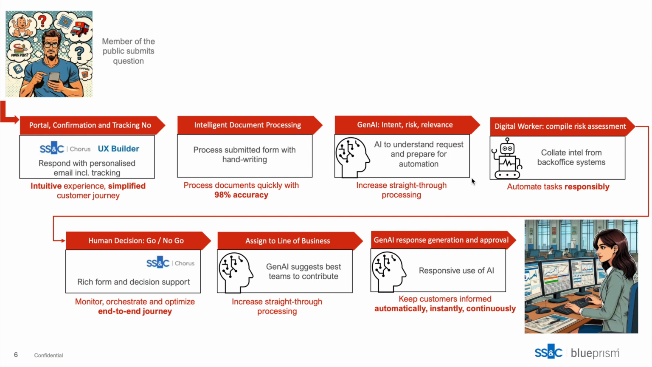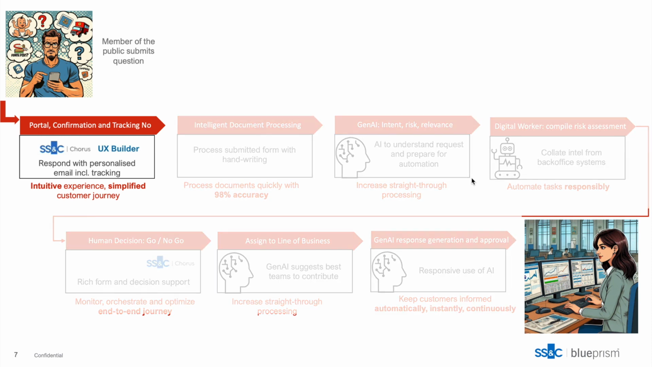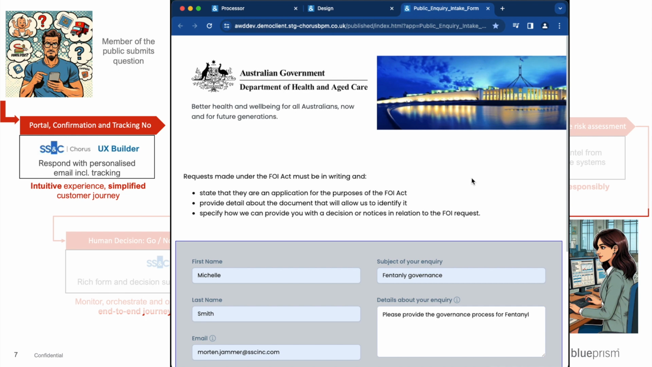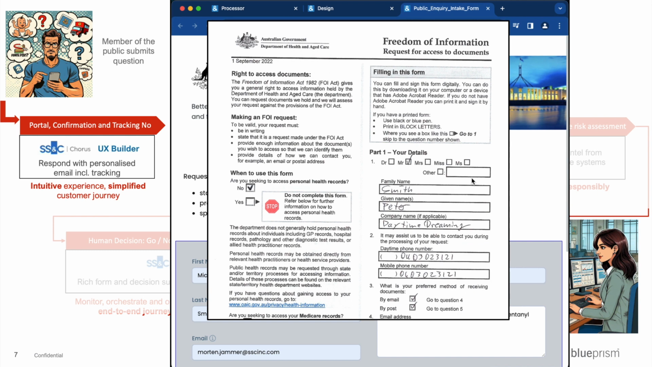Peter will now receive his response within the legal timeframe, another example of a well-served customer thanks to process orchestration based on SS&C Blue Prism capabilities. Let's get started. Peter is submitting the public form based on SS&C Blue Prism UX Builder, uploads the handwritten request FOI form, and receives a confirmation email with a unique tracking code.